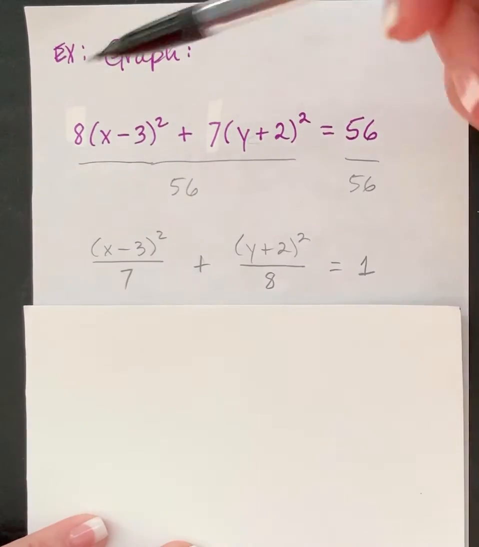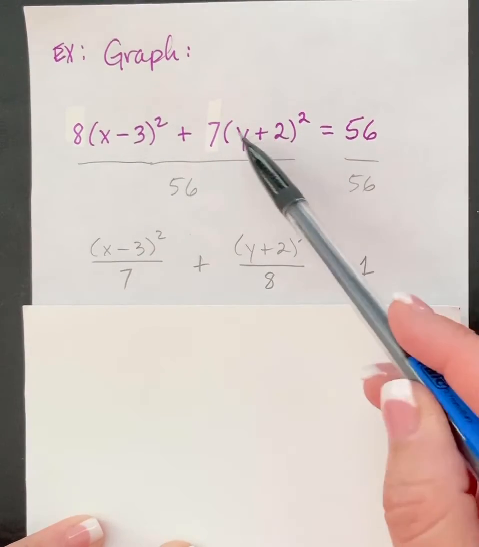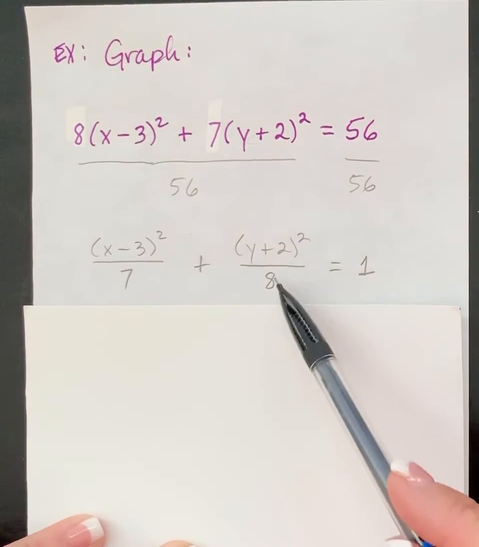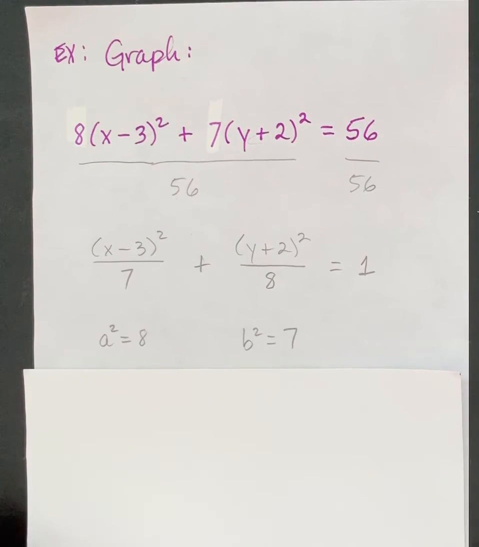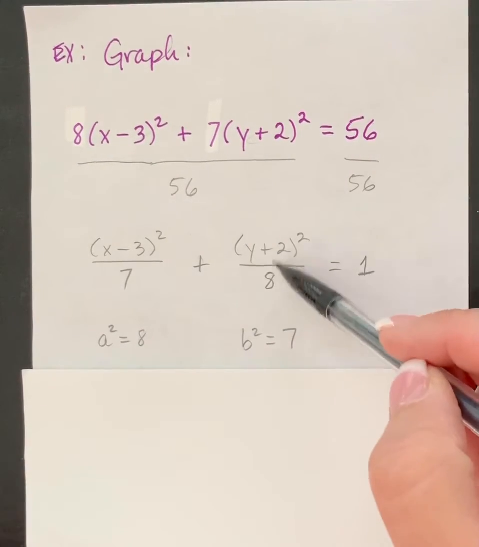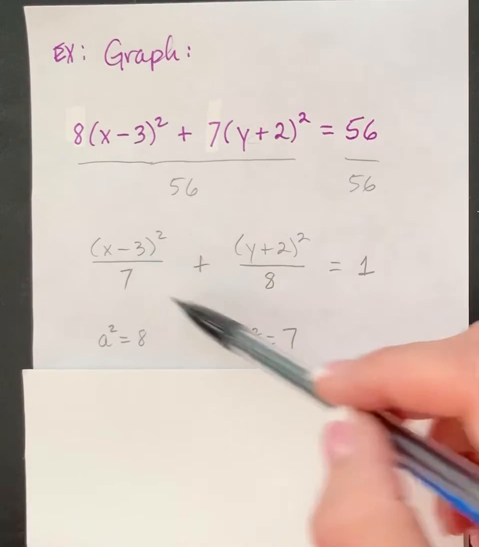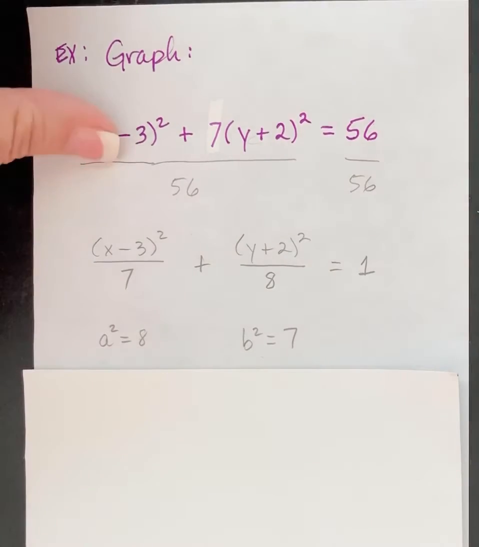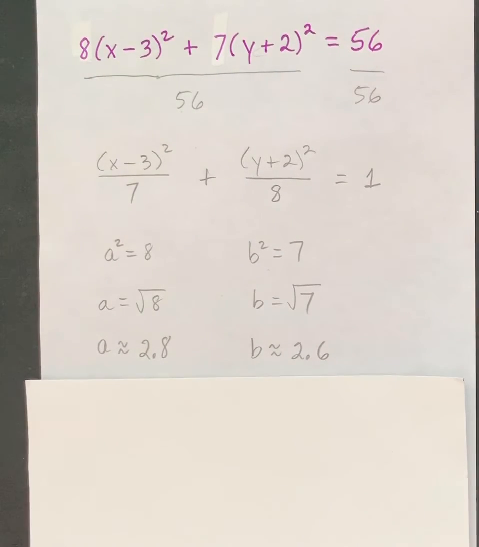So you're going to have 8 divided by 56. So you're going to end up with 7 under here. And then 7 divided by 56, when you simplify, you'll be dividing by 8. Okay, so now that's in our form, and you can see here's the a squared, that'll be 8, and it's underneath the y, so that's going to tell you the major axis is vertical this time. And then b squared is 7. All right, so for graphing purposes, we'll take the square root and we'll get a and b, and they're not nice perfect squares, so approximately 2.8 and 2.6.